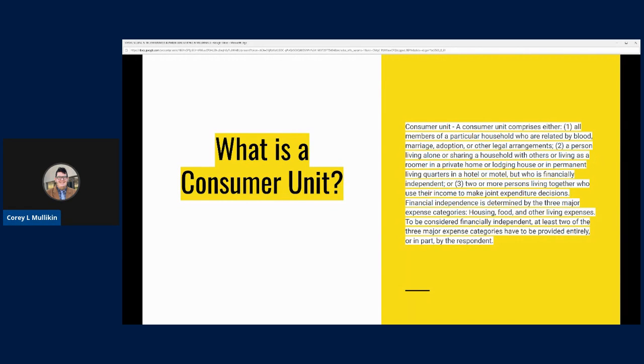That might help us. A consumer unit comprises either all members of a particular household who are related by blood, marriage, adoption, or other legal arrangements; a person living alone or sharing a household with others, or living as a roomer in a private home or lodging house, or in permanent living quarters in a hotel or motel, but who is financially independent; or two or more people living together who use their income to make joint expenditure decisions.